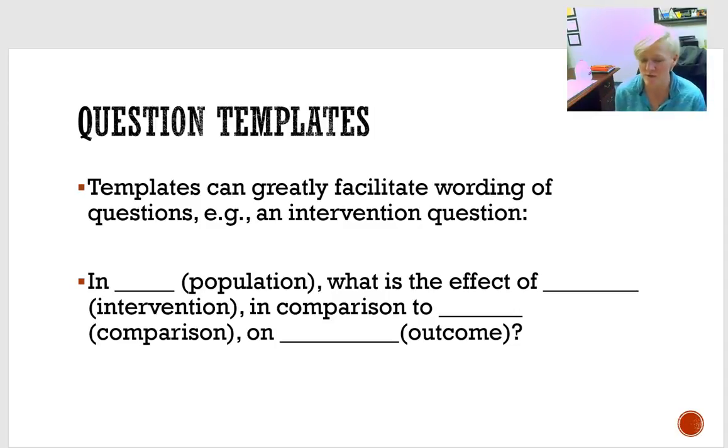So for an example, you could say for your population, patients with a central line, because we've talked about CLABSI here, what is the effect of cleaning the port with chlorhexidine in comparison to cleaning the port with betadine on your outcome, which would be the incidence of CLABSI. So you have a question there. That's the basis for you to set up the study or to find the information that goes along with that question.